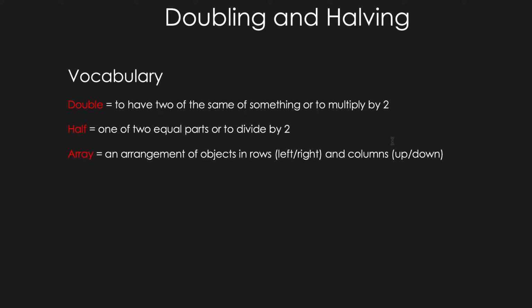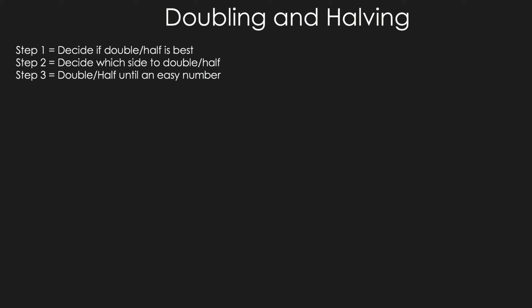Now to remember, columns has the vowels O and U. So does up and down. So if you can remember up and down and columns have the same vowels, you can easily remember which one's which. Let's talk about it.